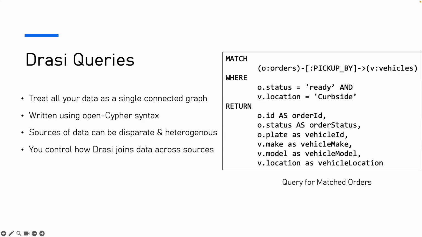Here is an example query that we can use for our delivery dashboard. Here, we are trying to find out the orders that are marked as ready and for which the pickup vehicle is already at the curbside pickup stall.